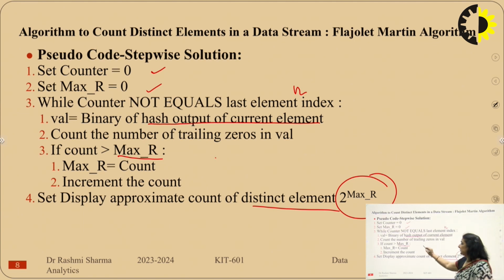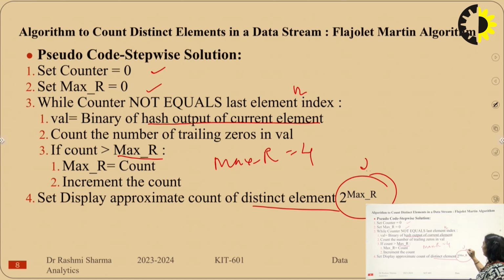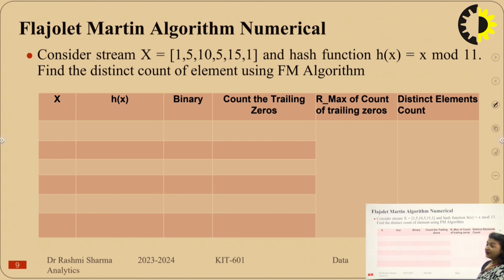If this max_r comes out to be 4, then the number of distinct elements is 2 raised to the power 4, that is 16. We will take one numerical and do a dry run of this particular algorithm. So this is the numerical.